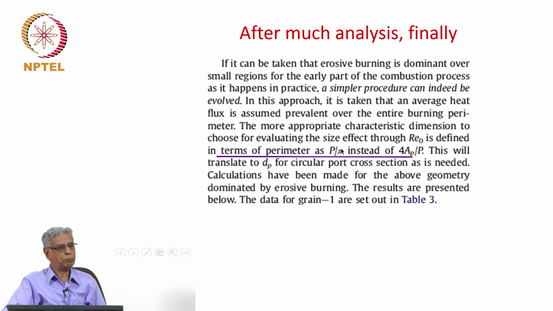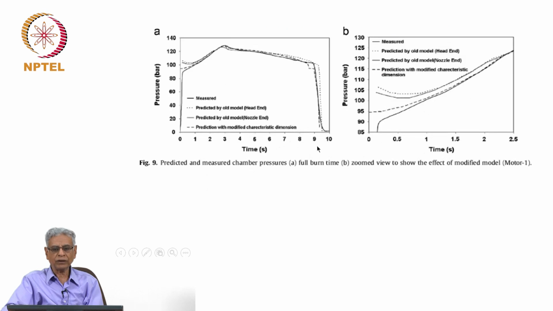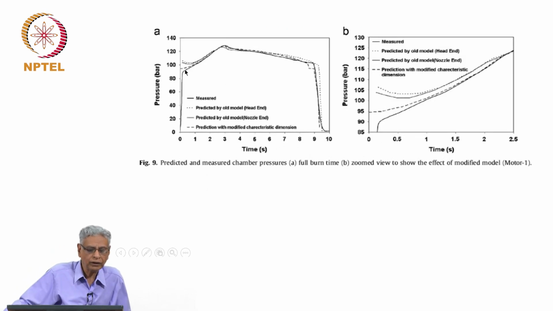We should use something like P by pi, that is the perimeter by pi, which is essentially the diameter in the case of a circle. In the case of a complex shape, you will get a slightly larger dimension. Now, that is the kind of approach we took, and when this was done, we found from the calculations, you have the measured data here. We have predicted by the old model, which showed much higher pressures than what you have got here. But when the new model was put together, we found that the pressure was closer to what was observed experimentally, which is also shown here in an enhanced manner.